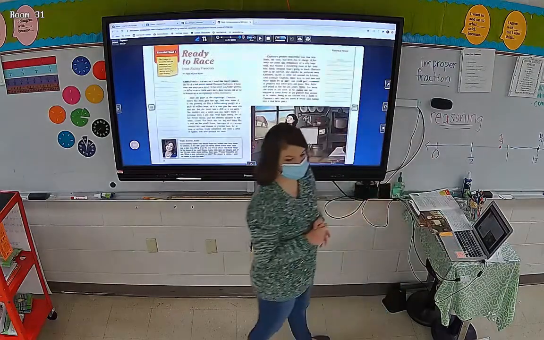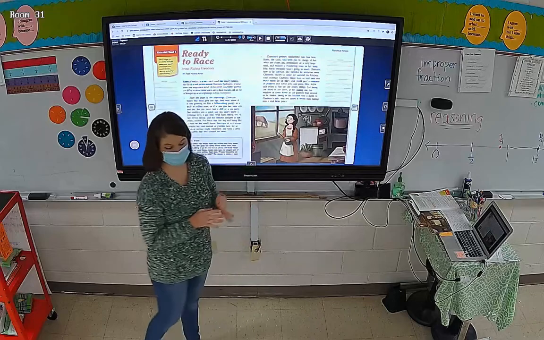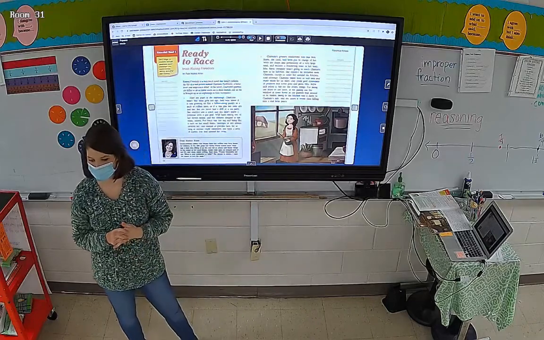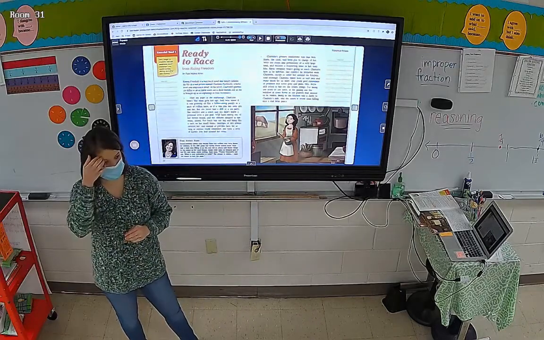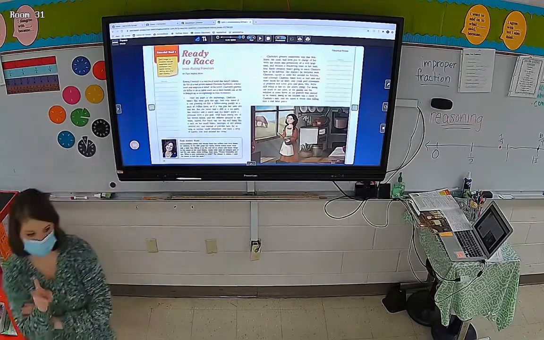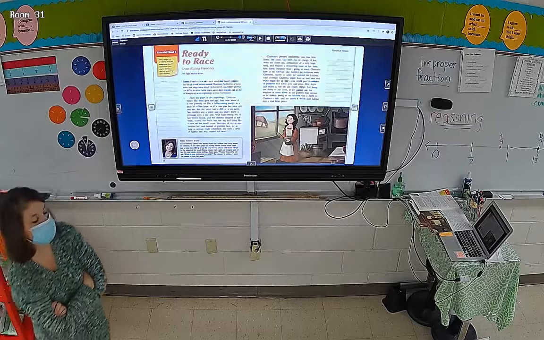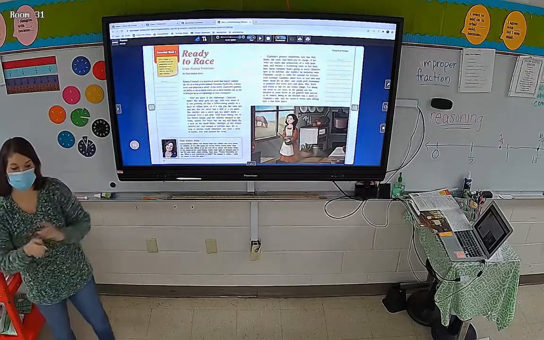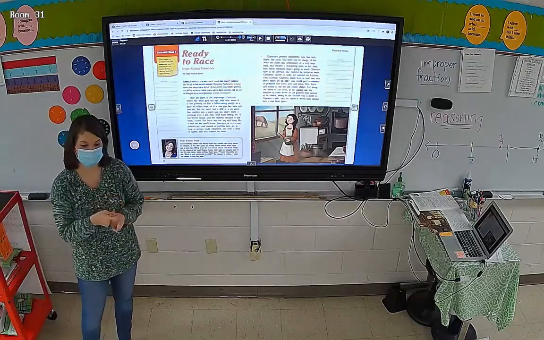All right, everybody should be on page 12. It should be ready to raise. Page 12. Ready to raise. Okay, we read this story last week. This is our second time reading it. This time we're going to be focusing on similes and summaries.